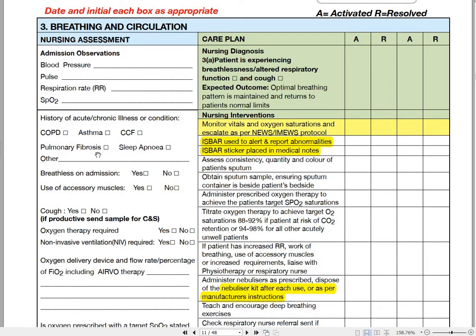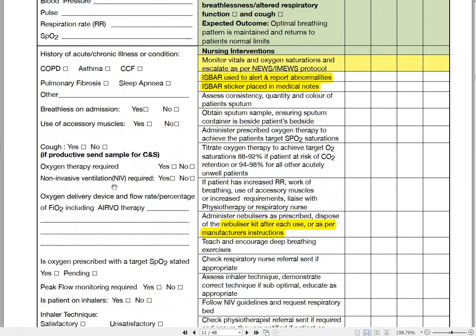So we can document, tick whichever applies here. Is the patient breathless on admission? Yes or no. Use of accessory muscles? Yes or no. Does the patient have a cough? Yes or no. If the patient has a productive cough, send sample for CNS. Is oxygen therapy required? Yes or no. Is non-invasive ventilation required? Yes or no.